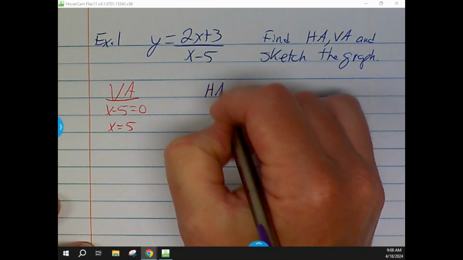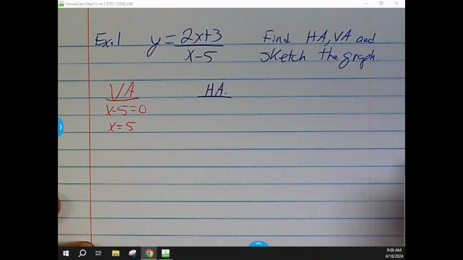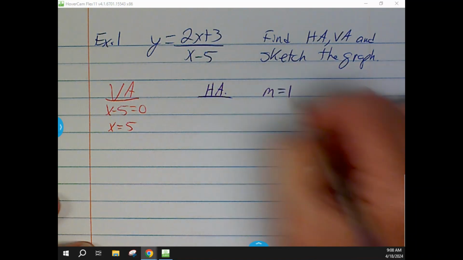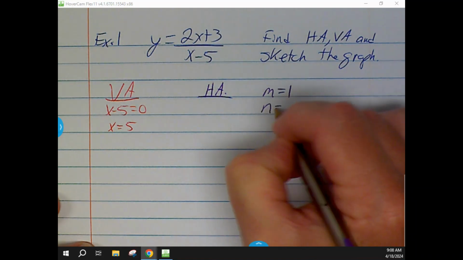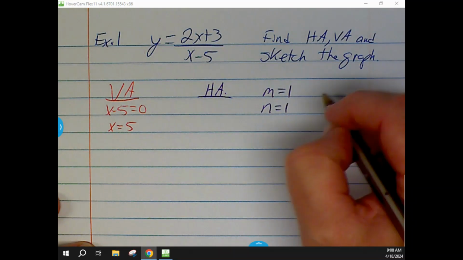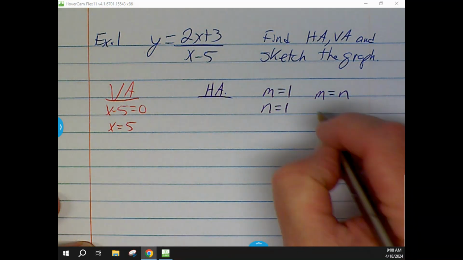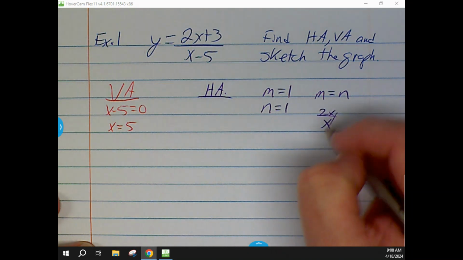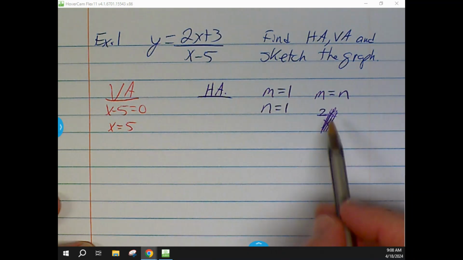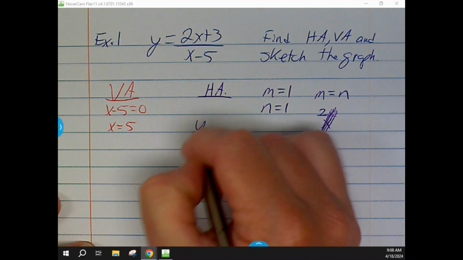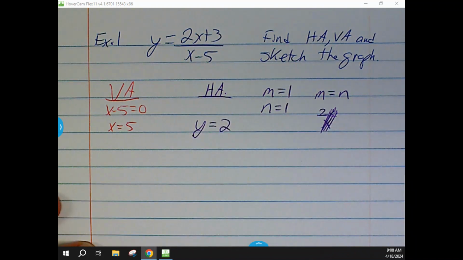Horizontal asymptote should go pretty easy here because the numerator is degree 1. Denominator also degree 1. So the numerator and denominator both have the same degree, 1. So in that case, you can just look at the x values that you have and just cancel out those x's. This one we're also left with just a 2. So horizontal asymptote y equals 2.